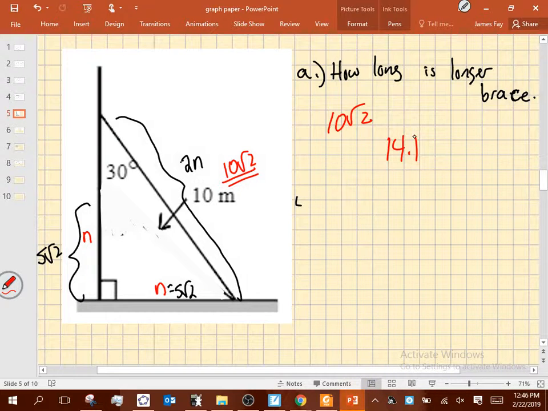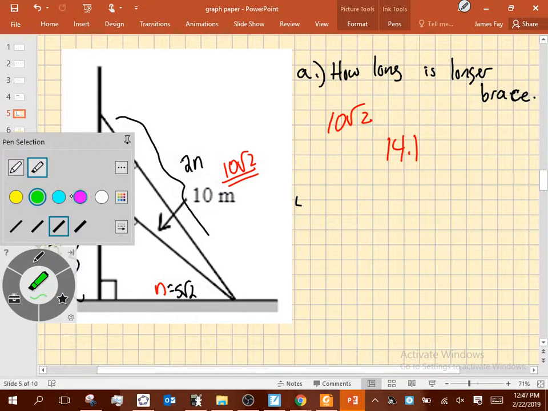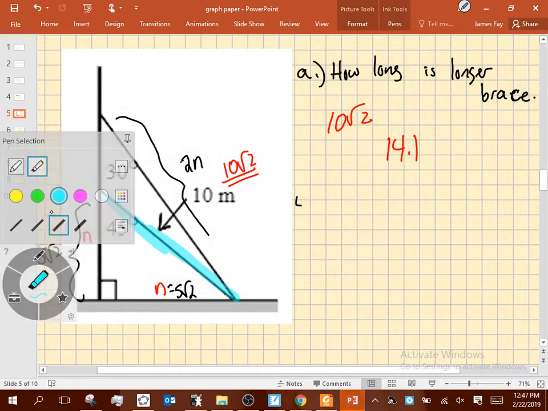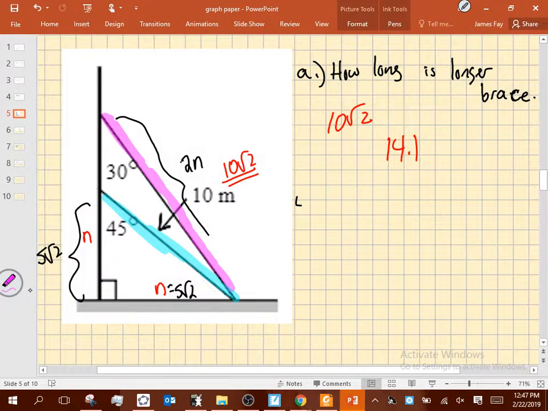Part B, you've got to pay attention to how they word this, because a lot of people in last class messed this up. Last class thought, by the wording, that they want to know the difference in that length compared to that length. If I were to put that in words, wouldn't that be: what is the difference in the length of the two braces, or how much longer is the longer brace than the smaller brace?